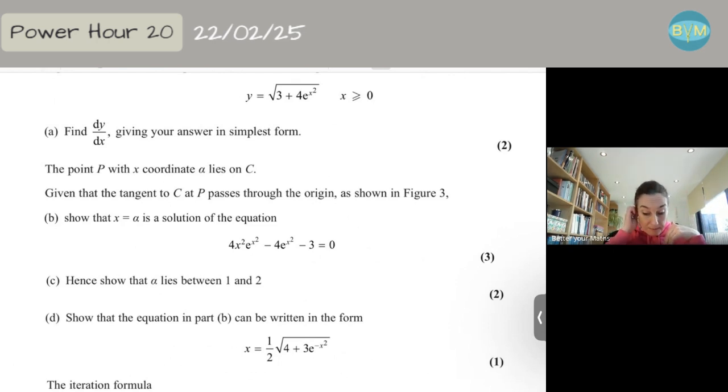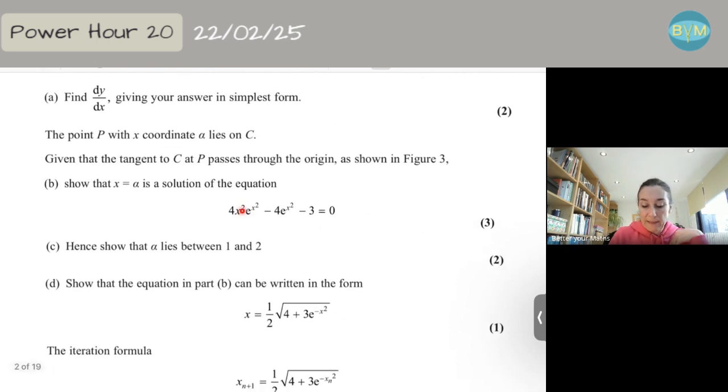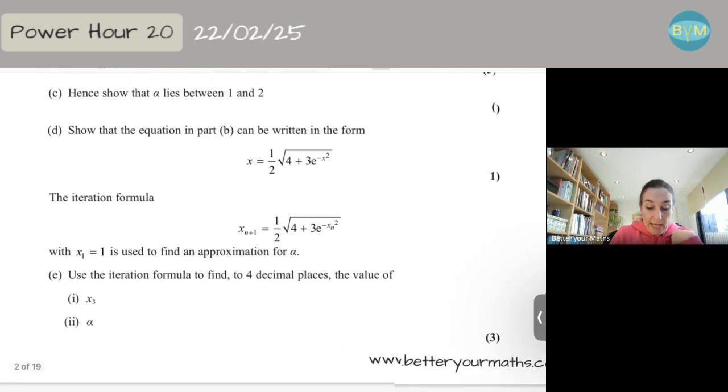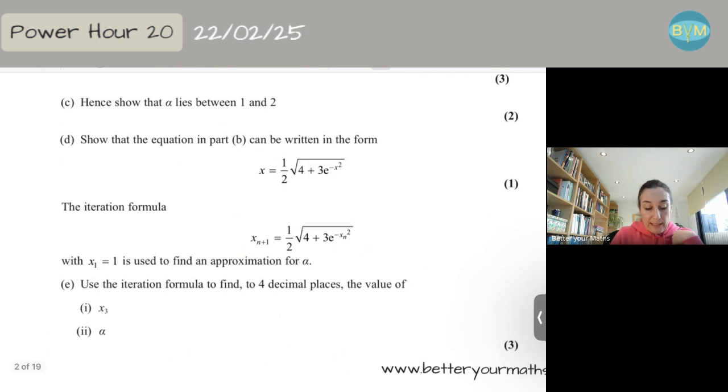Numerical methods means that we are going to try values of x until we find the actual answer. We know we have a root between 1 and 2. So they are going to ask us to start with one value between 1 and 2, using this iteration formula. Look, here they say with x1 equals 1, use the iteration formula to find to 4 decimal places x3 and alpha. Do you know how to use iteration formulae in the calculator?